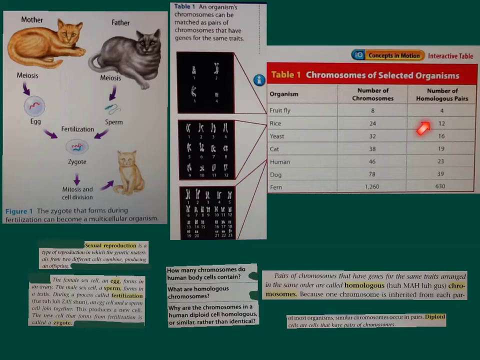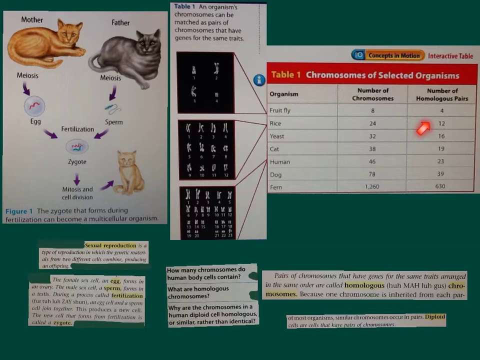Having the correct number of chromosomes is very important. If a zygote has too many or too few chromosomes, it will not develop properly. For example, a genetic condition called Down syndrome occurs when a person has an extra copy of chromosome 21. A person with Down syndrome can have short stature, heart defects, or mental disabilities.